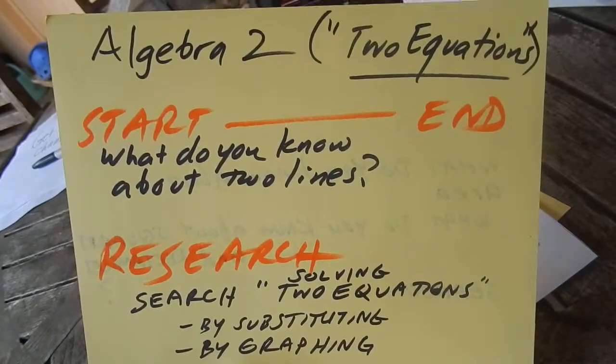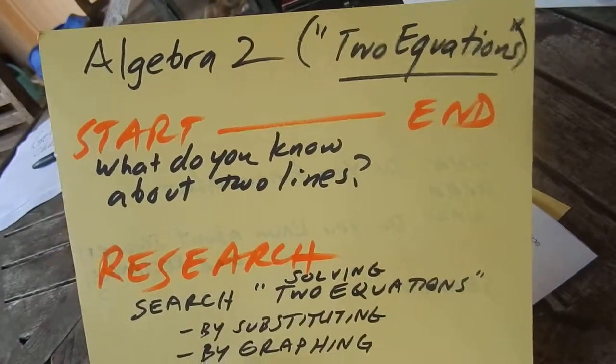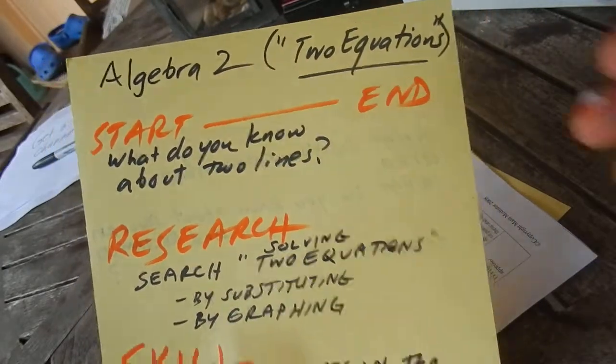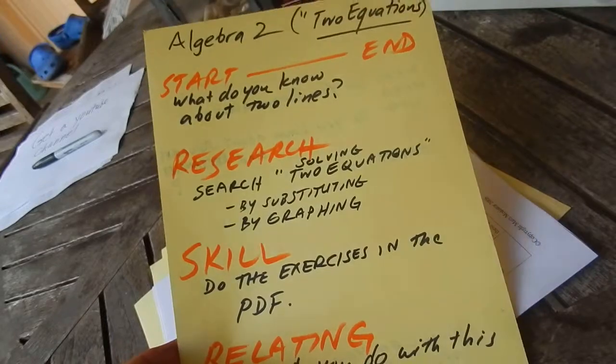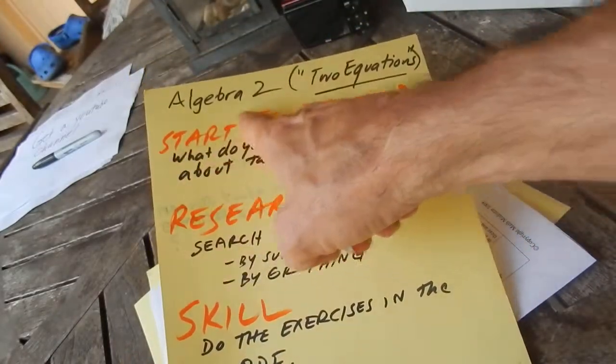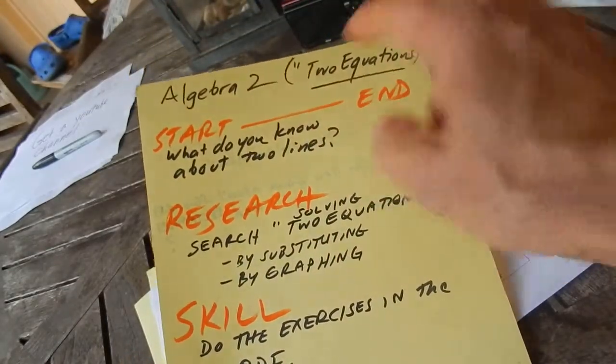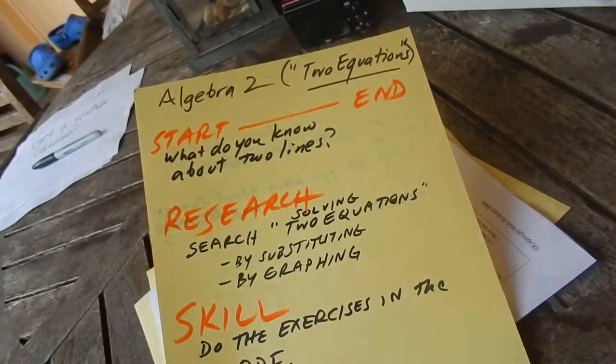Hello students, this is an Algebra 2 two equations lesson. We're going to go through the four parts of the Fontan Relational Education method. We're going to start and end with what you know about two lines.